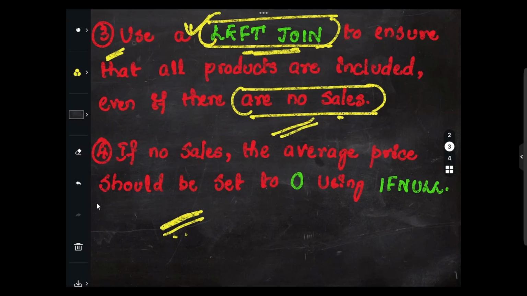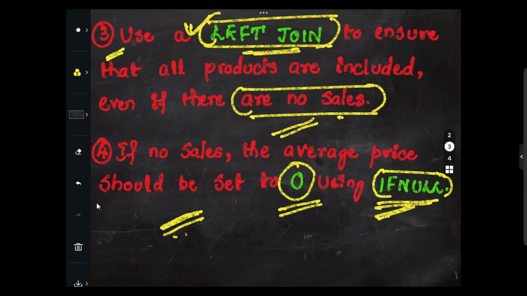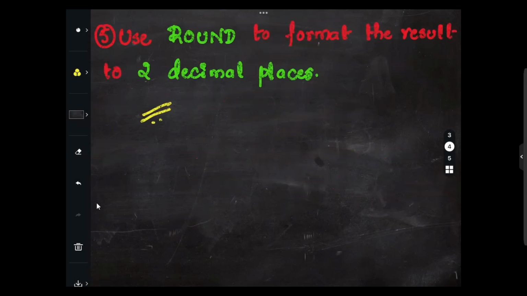So let's move on with the fourth step here. If no sales, then the average price should be set to 0. This one they have clearly mentioned in the question. We have to assume that if there are no sales for a particular product, then the average price should be set to 0. While explaining the question, we got the hint that we'll be making use of the IFNULL keyword if you want to set it to 0. Just keep this in mind.